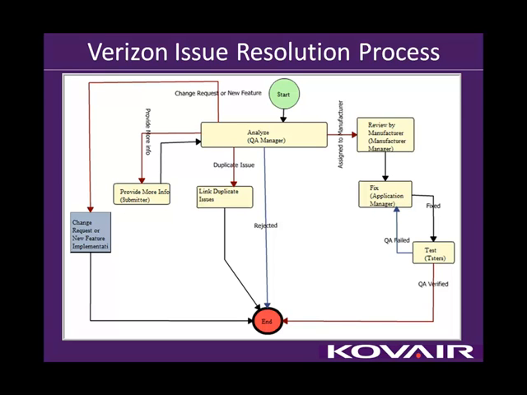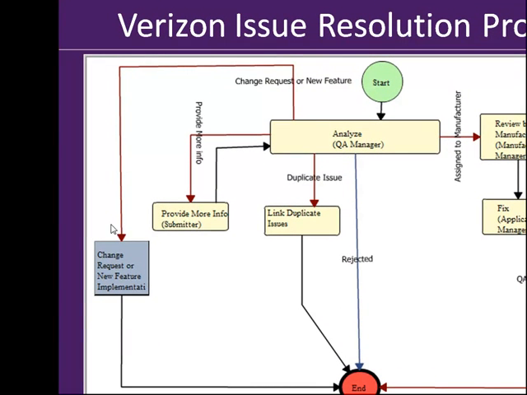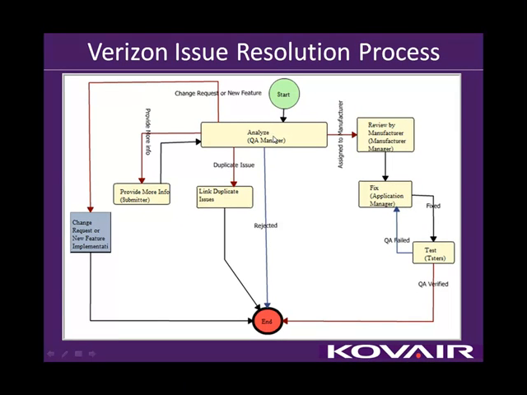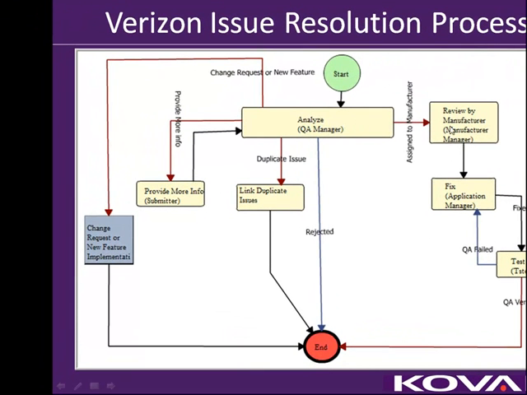In the product demonstration, we'll show that when an issue is created, how it flows through these different activities in this process. And now, if you look at the left hand side, there is a sub process for the change request. Kovair actually allows a process to be embedded in another process, and this particular sub process is followed if there is a change request. In our demonstration, we'll not follow that particular path. We'll be following only the path starting from analyze to the review by manufacturer to the fix by application manager, etc. So we'll follow this particular path only.